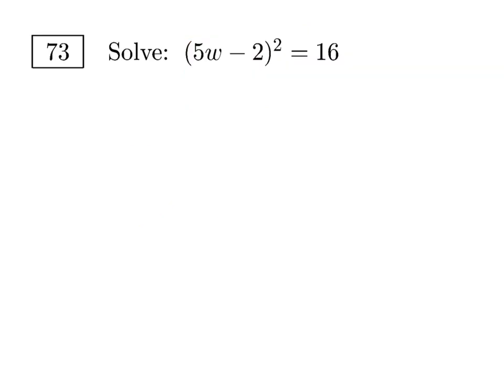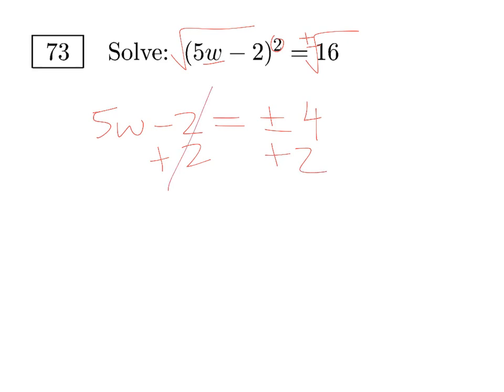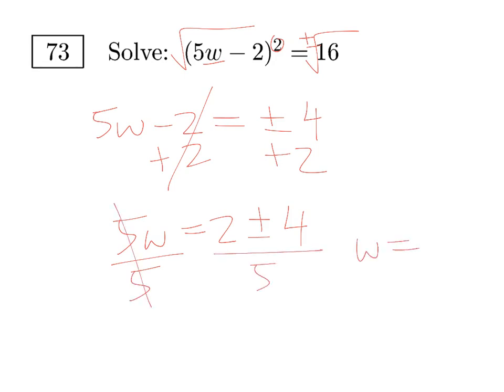Alright, I have to get w by itself here, and I got to get rid of the square, so what am I going to do? Square root both sides. Don't forget the plus and the minus. So I have 5w minus 2 is equal to plus minus 4. I'm going to add 2 to both sides, and I get 5w is equal to 2 plus minus 4. Then I divide by 5. So w is equal to 2 plus minus 4 over 5.